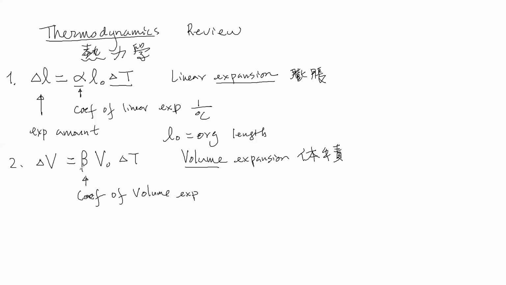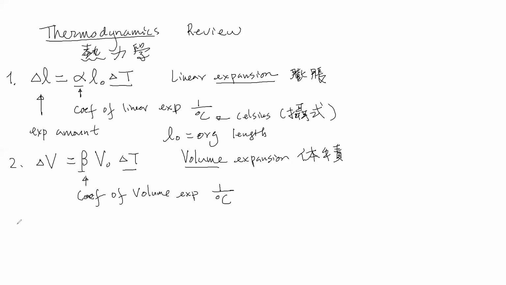And for the unit, the beta needs to cancel out this delta T, so that's 1 over degree C again. And C here is Celsius, which in Chinese is 摄氏. So that's the scale of temperature.